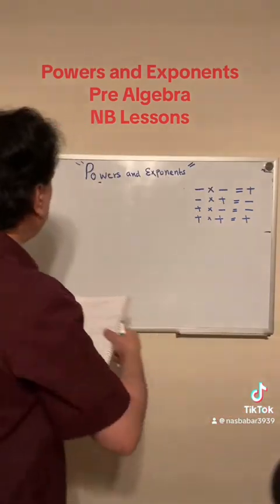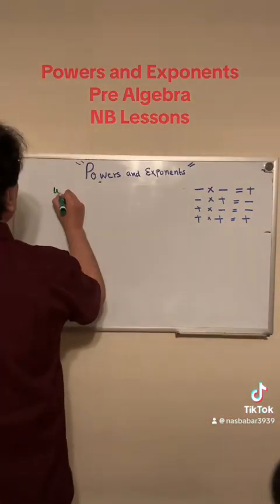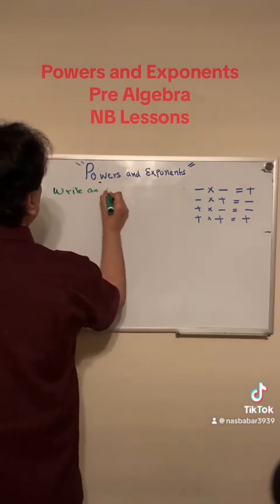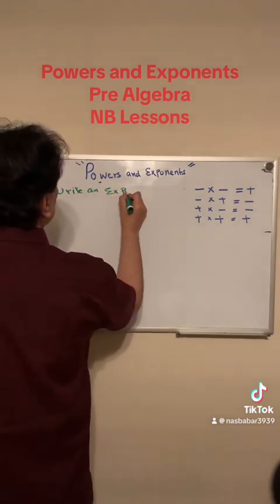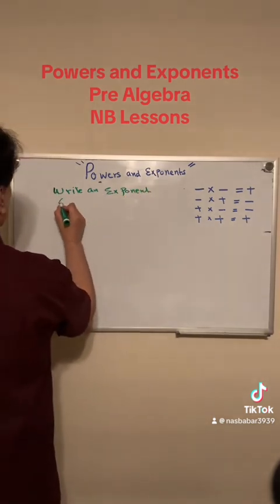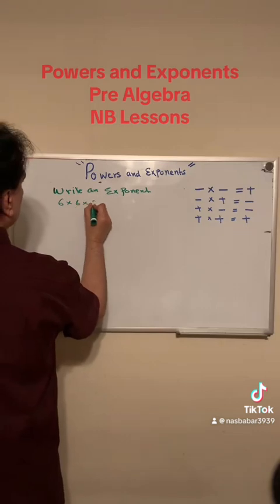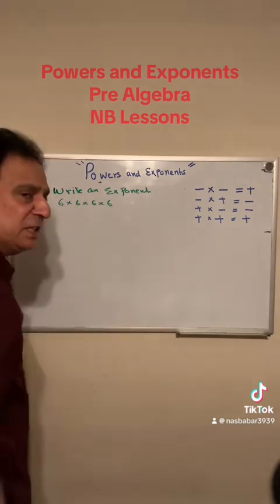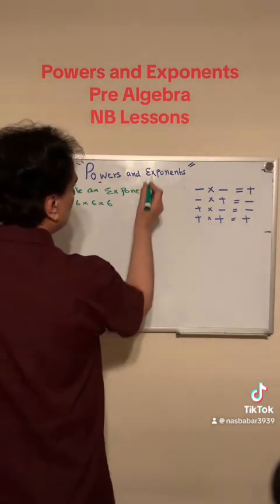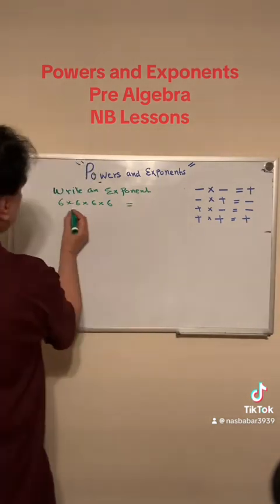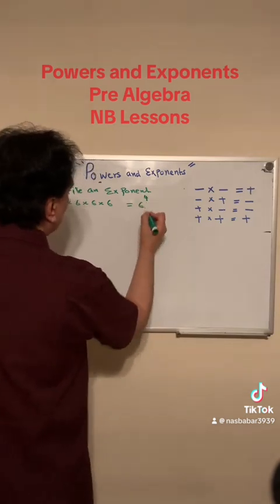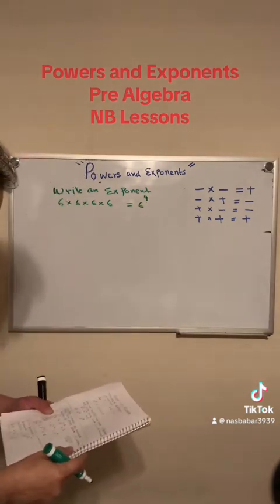Let's say if you want to write an exponent. So if I have 6 times 6 times 6 times 6, I think I already gave you an answer to this. How would you write this in form of base and exponent? 1, 2, 3, 4, base is 6 and is being multiplied 4 times. So this is how you do it.